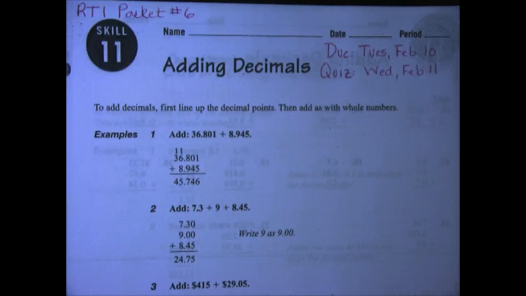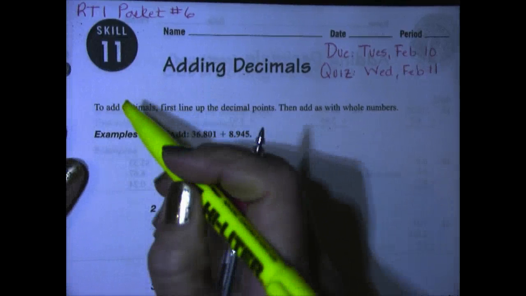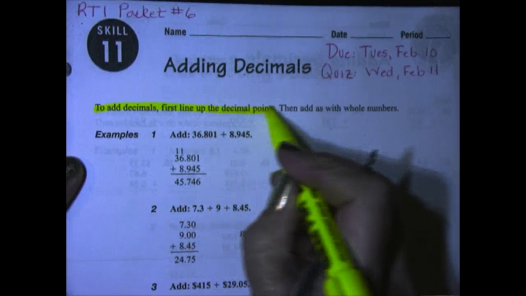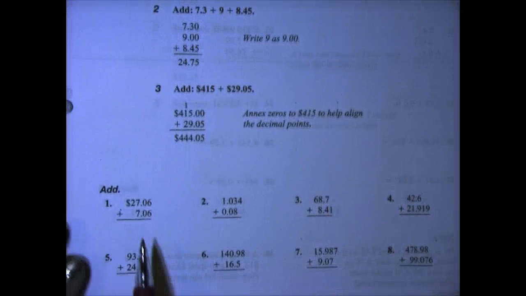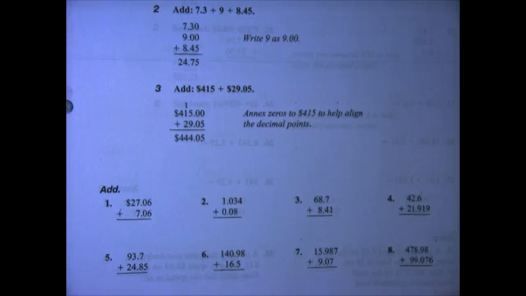So we'll start with skill 11, adding decimals. In order to add decimals, you first line up the decimal points, then add just like you would with whole numbers. So let's just go down to the bottom and look at number 1. You're going to see decimals a lot with money, so if you do, you can leave your dollar sign. If there is no dollar sign, you don't need to keep it.